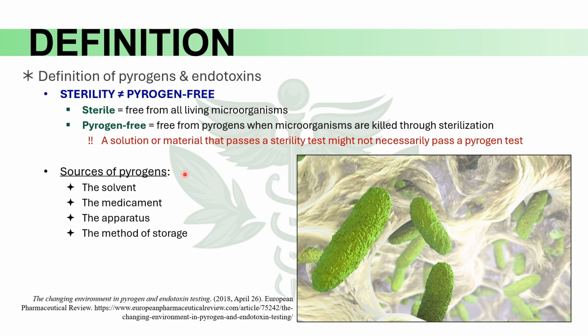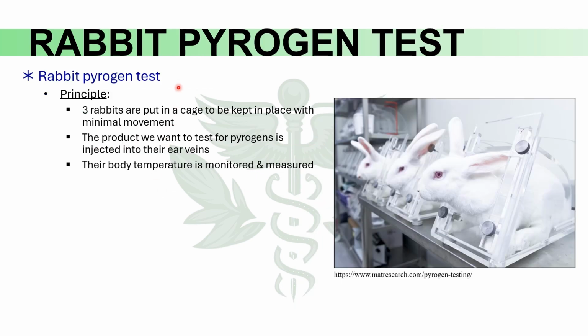So where exactly might pyrogens be present in the pharmaceutical preparation? They might be present in the solvent, the medicament, the apparatus, or they might develop due to the method of storage. But usually most pyrogens are found in the solvent. The first type of pyrogen test that we're going to talk about is the rabbit pyrogen test. The way this test works is that we gather 3 rabbits and we put them in a cage to keep them in place like so that we can conduct the test on them.